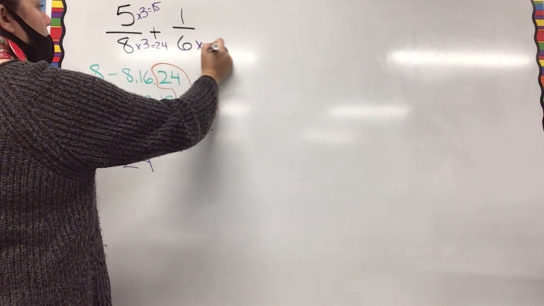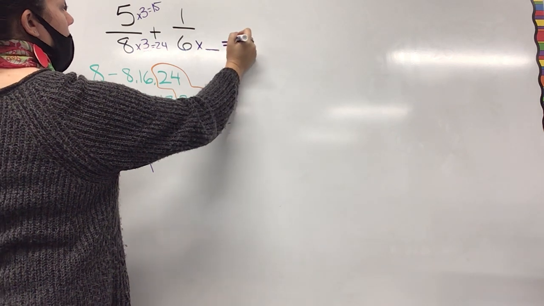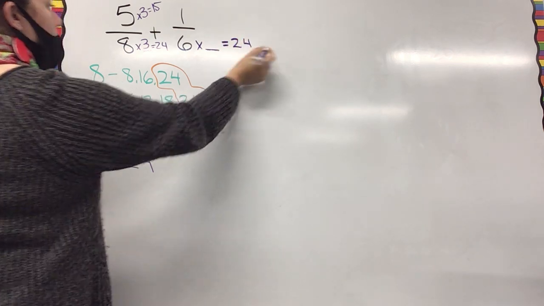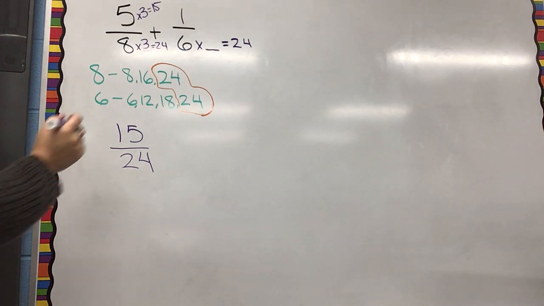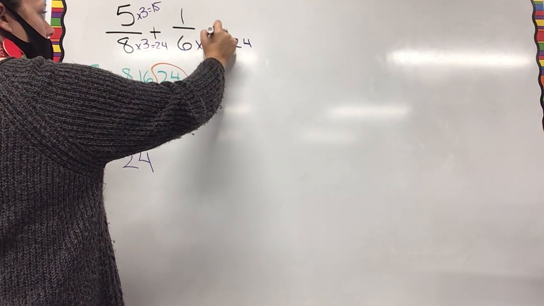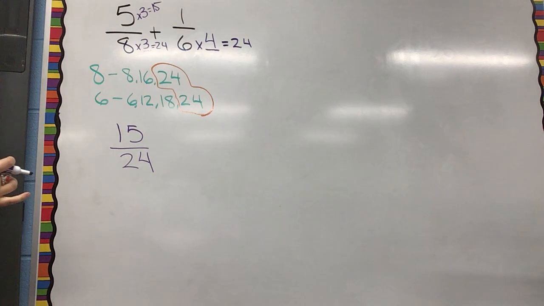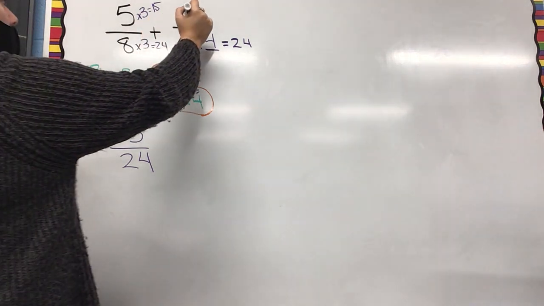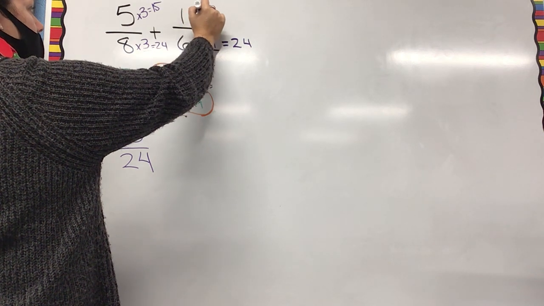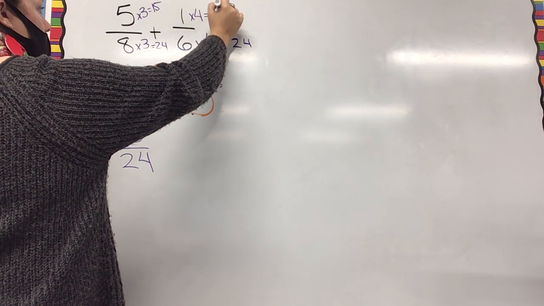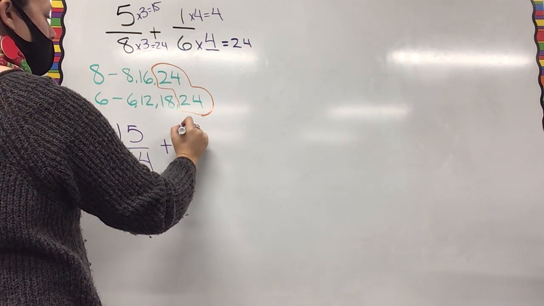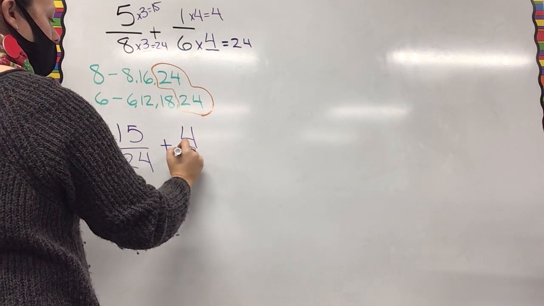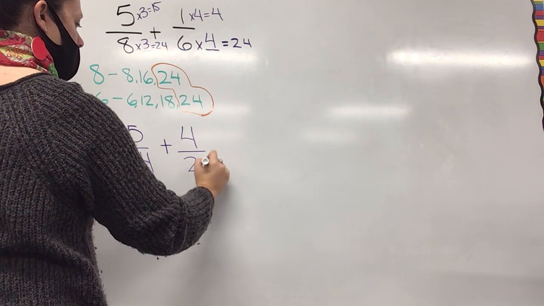I also need now this 6 to become a 24. I can't just say I'm making a 24 without doing some steps. 6 times what is 24? Everybody? 4. 6 times 4. Jealous sibling, this one is jealous. What you do to the bottom, you have to do to the top. So I'm also multiplying by 4. My new fraction here then is, what's my numerator? 4. My denominator? 24. Good.